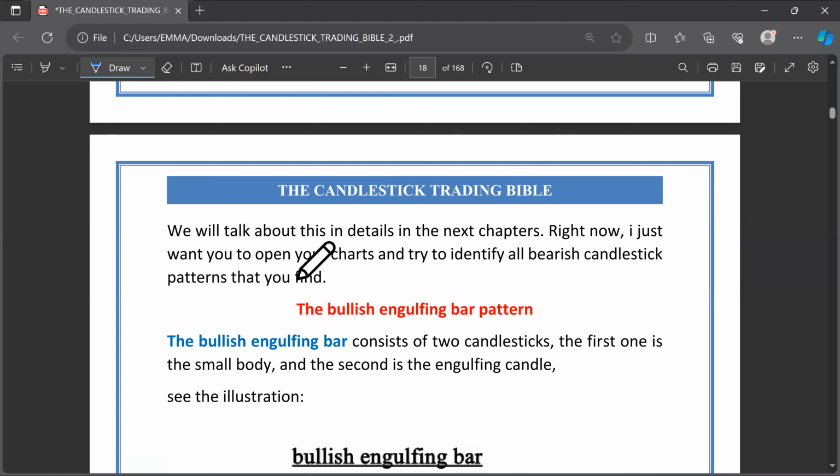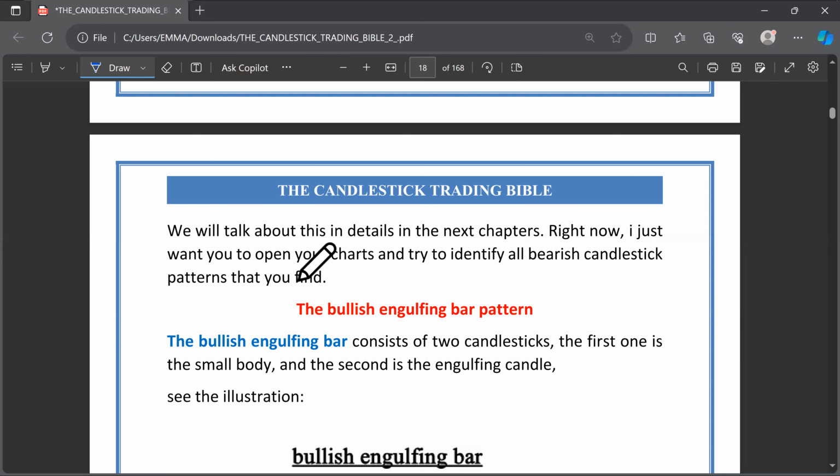Right now, I just want you to open your charts and try to identify all the bearish candlestick patterns that you find. You can even sign up on TradingView. You don't necessarily have to start trading, but just for learning purposes. I will take you through how to trade and do your setups later. TradingView is where you do the analysis, so you can sign up straight with your Google account.